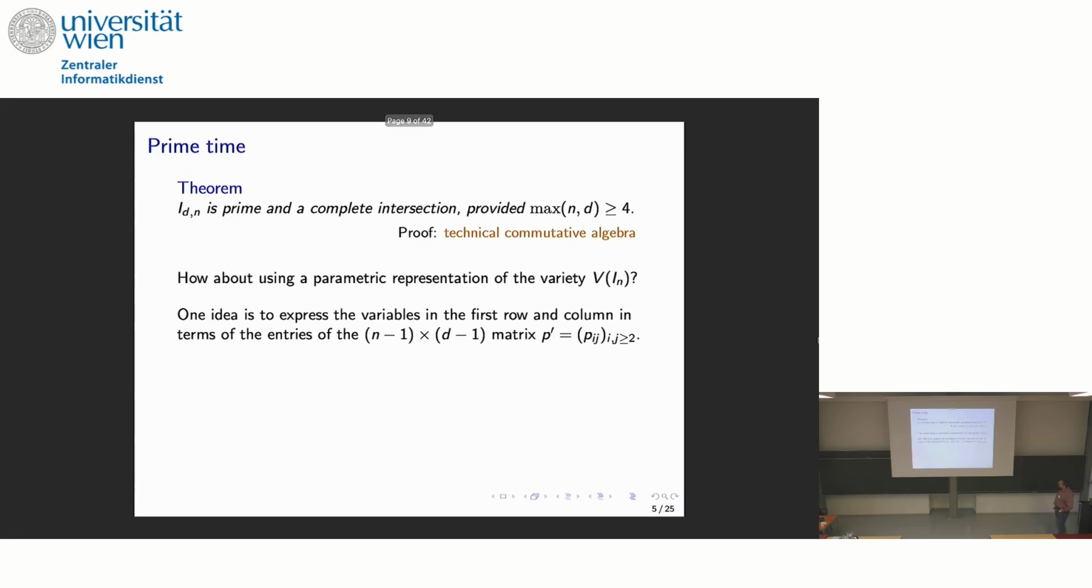All right. Now, another thing that you might ask for is, is there a parametric representation of this variety? What do I mean by this? So, parametric representation means that you have a map, a polynomial map, from some other space into your target space, and the variety you're studying is the closure of the image.